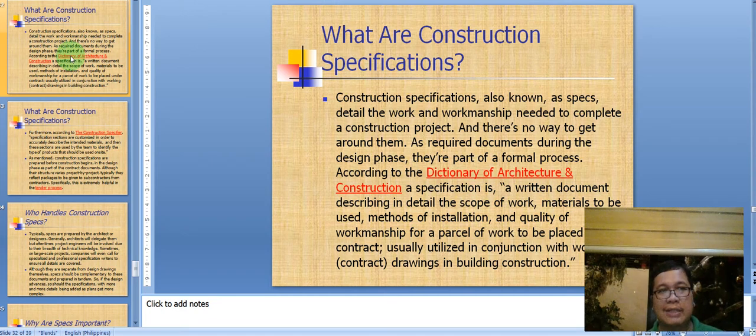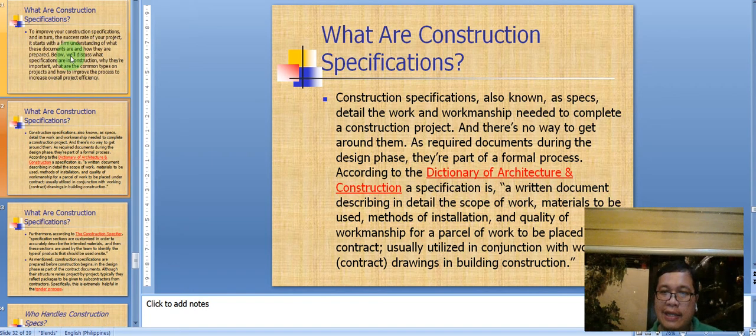Okay, so let's begin with this. So, what are construction specifications? Construction specifications, also known as specs, detail the work and workmanship needed to complete a construction project. As required documents during the design phase, they're part of a formal process. According to the Dictionary of Architecture and Construction, a specification is a written document describing in detail the scope of work, materials to be used, methods of installation, and quality of workmanship for a parcel of work to be placed. Okay, so these are what you call your construction specifications.